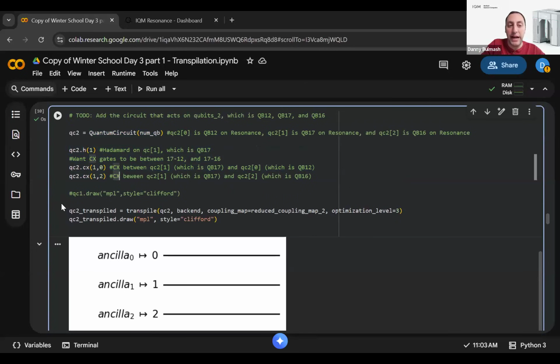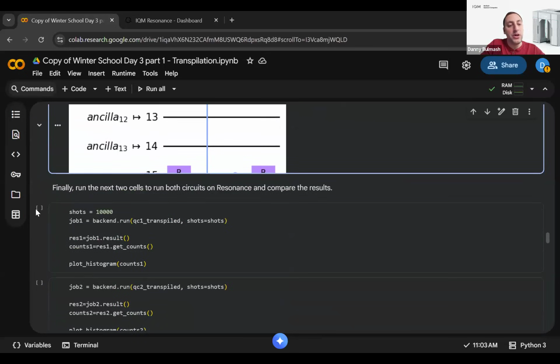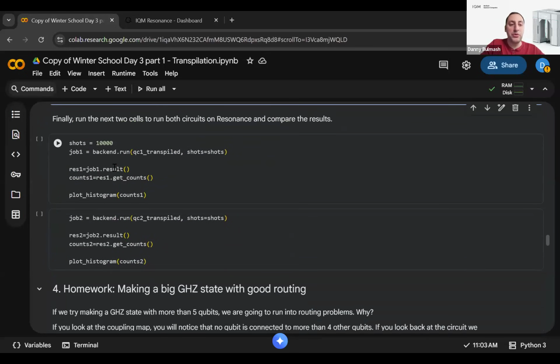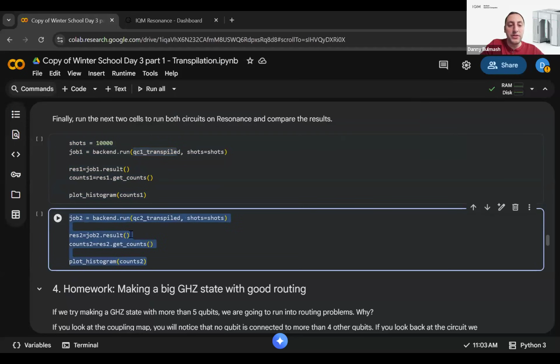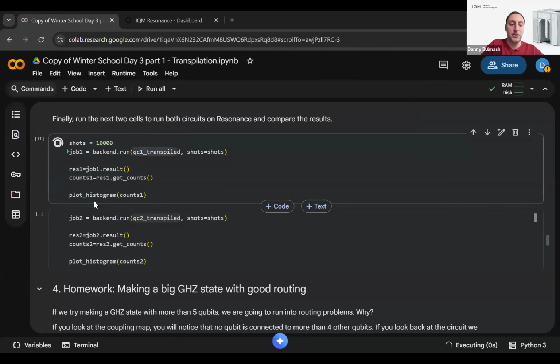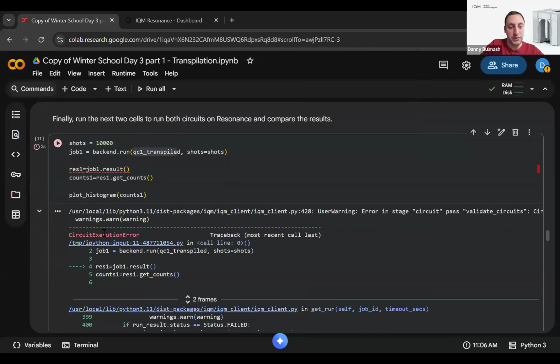You should definitely play around with these things and try to get used to them yourself. So now we can run both circuits. This one runs the circuit on the noisier qubits, qubits 1. So that's QC1 transpiled. And this cell runs the circuit on QC2 transpiled, which are what should be the better qubits. So let's see what happens when we run these two circuits. Oops, uh-oh.